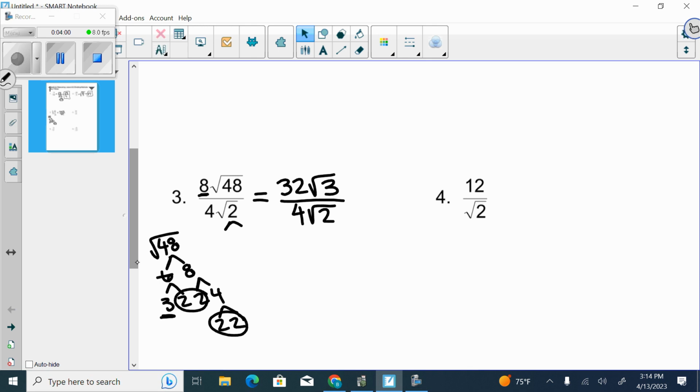All right. Now, I can divide 32 by 4, right? What is 32 divided by 4? 8. So, I'm going to have an 8 square root of 3, but what's still going to be left in the bottom even though the 4 is gone? The square root of 2.